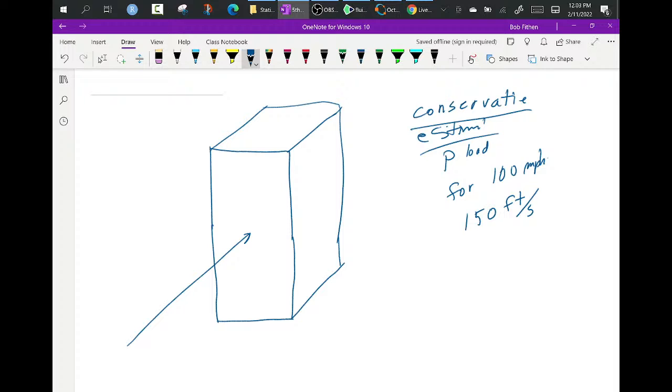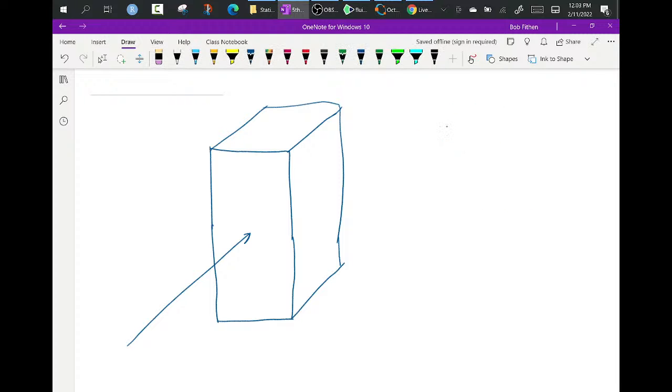Now, this was actually a real problem that I dealt with. Now I'm going to make things up. I'm going to say this is 10 foot wide and this is 50 foot. And so you want to know the worst case load. So if it's 150 feet per second, and it's got an area of about 500, how do you determine that load?